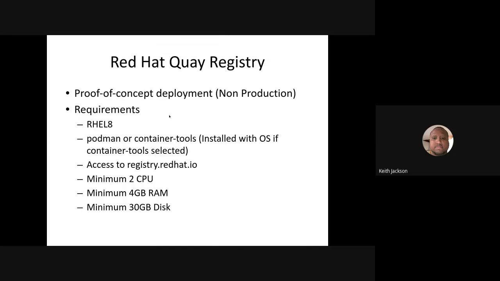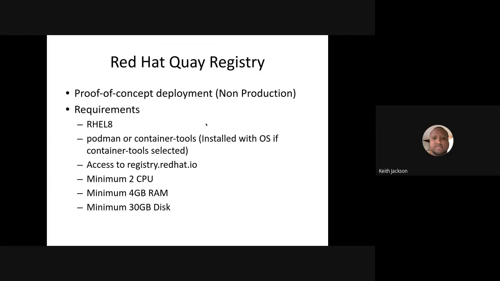So with Quay, I've deployed the proof of concept version. It's a non-standard, non-production version of Quay. You can actually run Quay from the upstream as well. That's at, I believe, Project Quay. And there they have instructions which are essentially the same that Red Hat provides for running Quay in a proof of concept model that is for non-production environments.